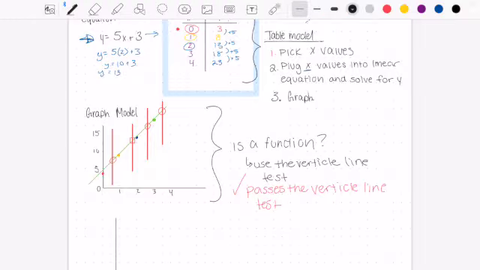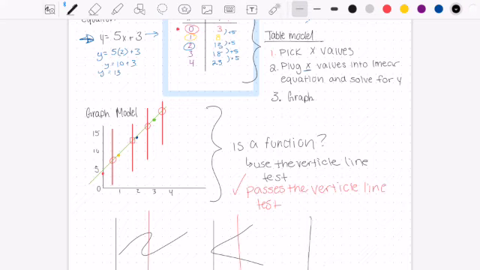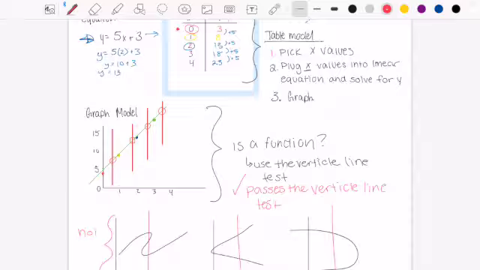So just to show you an example of one that would not pass the vertical line test, if you had a graph that looked like this, and you drew a line there, that would not pass the vertical line test. If you had a graph that looked like this, that also does not pass. And the last common one is one like this, and that would also not pass the vertical line test. So these are not functions.